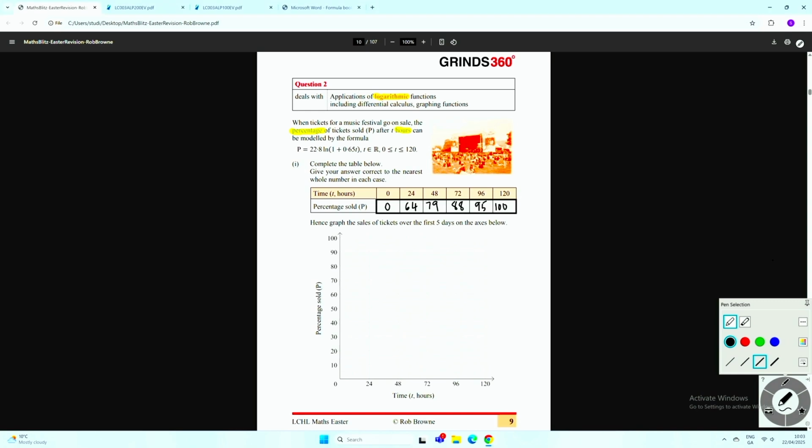So you can see that's 0 down there at that point. 24, we're up to 64, which is there. 48, you're up to 79, which is there. 72, you're up to 88, which is there. 96, you're up to 95, which is there, and you're up to 100, and then just join them together.